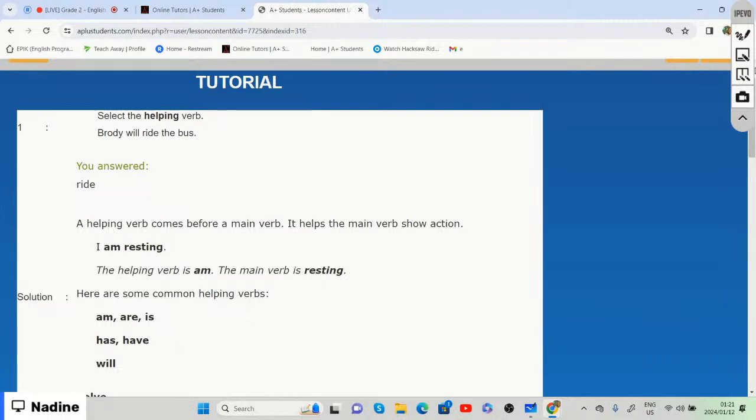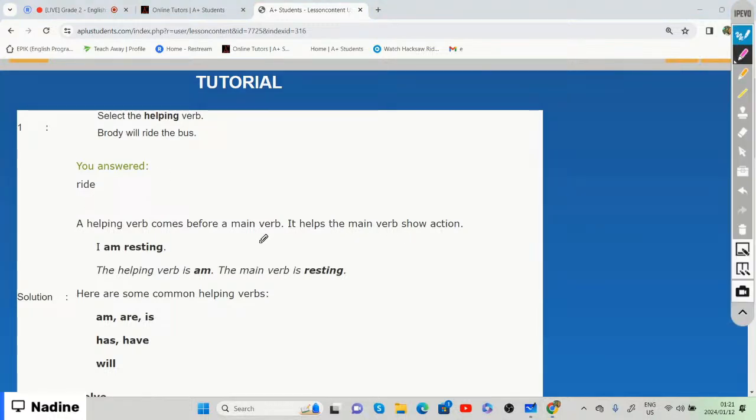If we look at another sentence that says, he is playing, then the word is is our helping verb, and playing is our main verb.